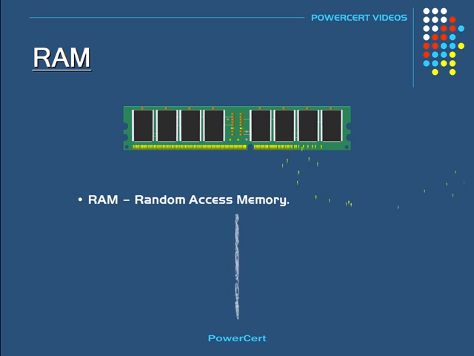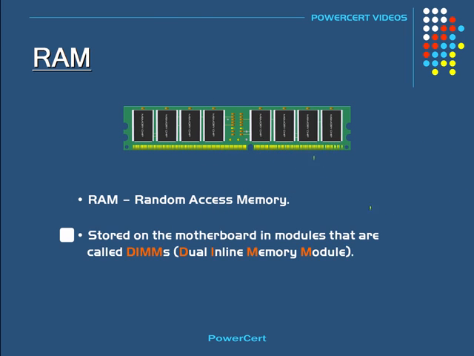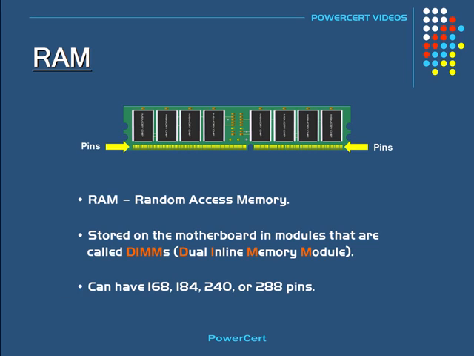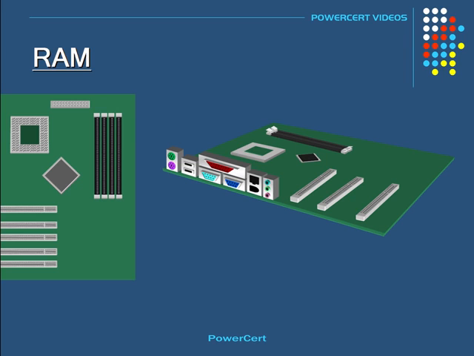RAM is stored on the motherboard in modules that are called DIMMs. DIMM stands for Dual Inline Memory Module. A DIMM is a dual inline module because it has two independent rows of these pins, one on each side. A DIMM memory module has either 168, 184, 240, or 288 pins.